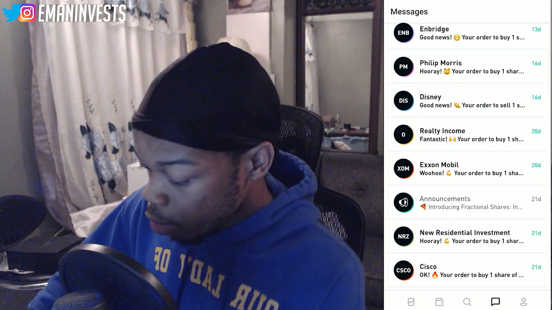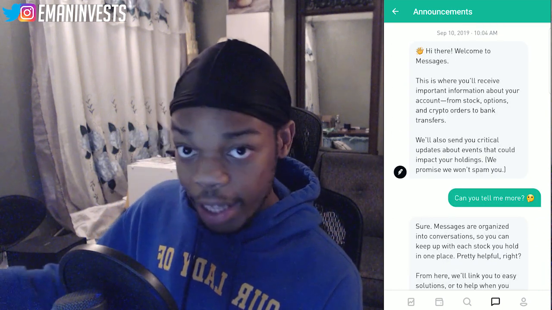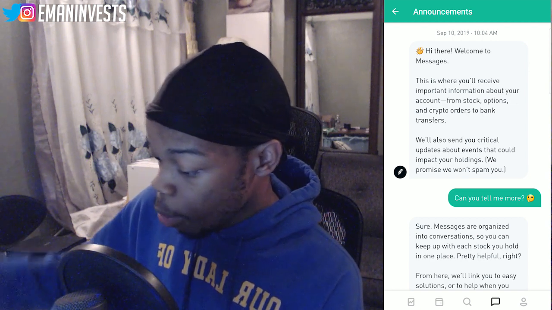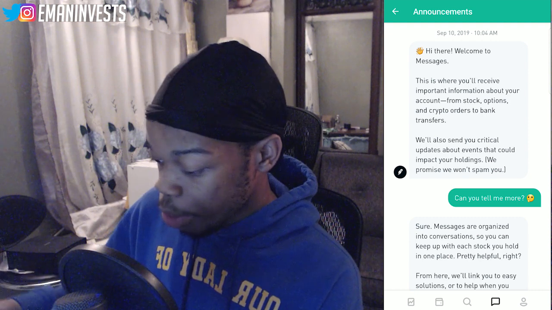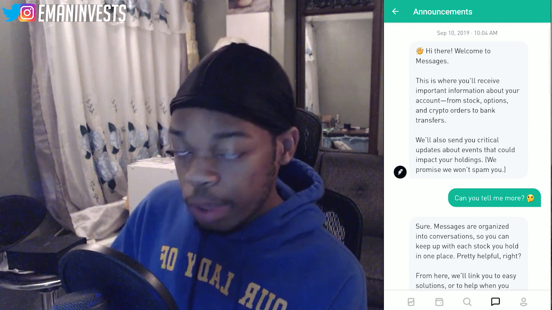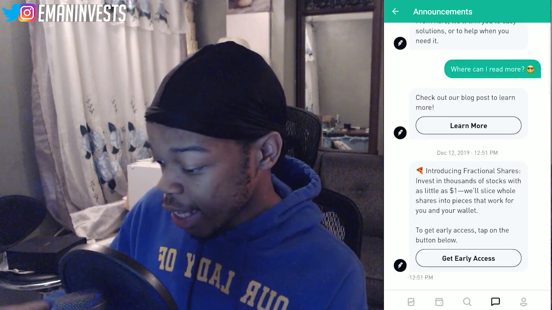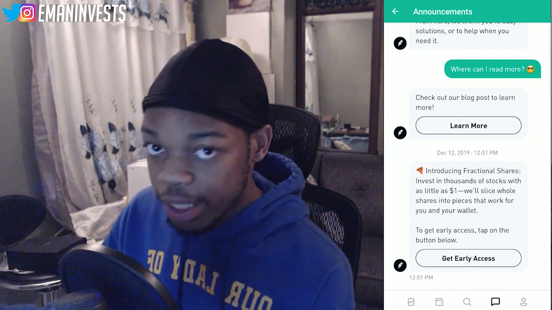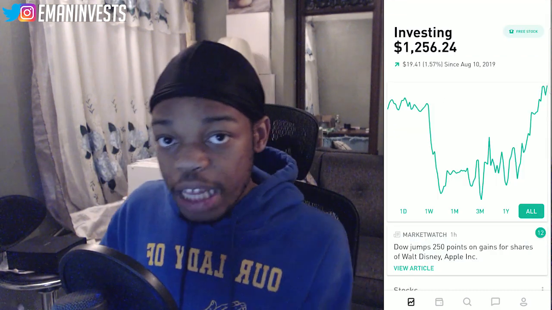It is right here. So we tap it, and if we scroll up, when they first released it, it explained what you were expecting to get in the announcements chat. Important information about your account, stocks, options, crypto orders, bank transfers, as well as critical updates on what Robinhood has in store for the future and stuff. So you can see the latest message was about the fractional shares, which they will be releasing over the next few months. That about wraps it up for this video.